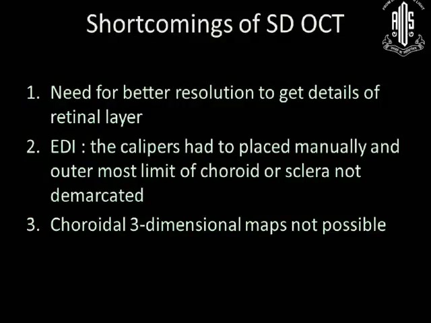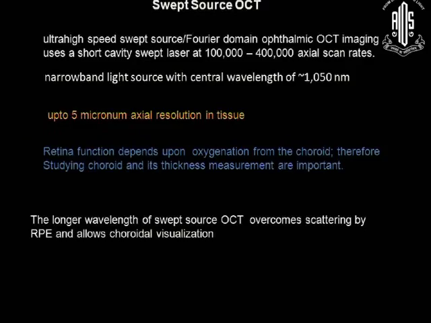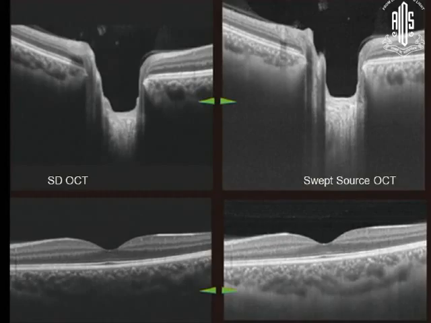And we cannot have choroidal three-dimensional maps with the conventional spectral domain. So we have a newer technology called swept source OCT. So what exactly is swept source? It is ultra high speed swept source, compared to the Fourier domain, which actually takes many more scans, so you can see deeper in a better way. I will not go into technicalities, I will just show the images.